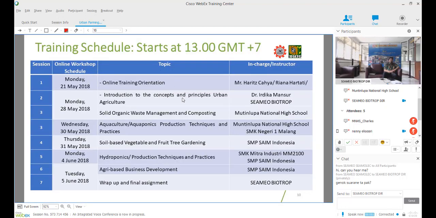So today we will have our first and second session actually. We will have the first session on the introduction to the concepts and principles of urban agriculture, which will be delivered by Dr. Irdika Mansur from SEAMEO BIOTROP. And after Dr. Irdika, we'll have the second session on solid organic waste management and composting by Muntinlupa National High School. So without further ado, please Dr. Irdika, you can start.